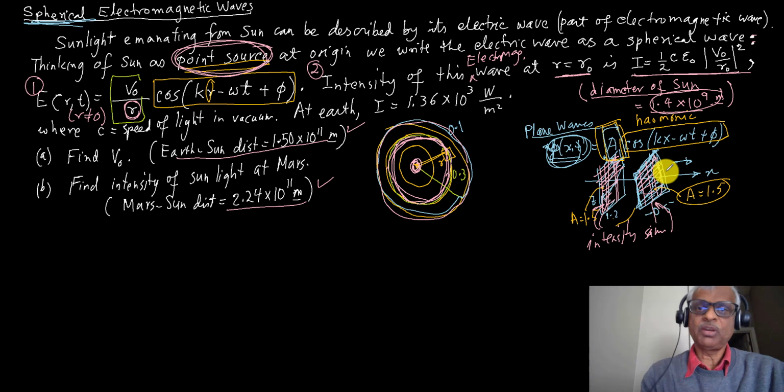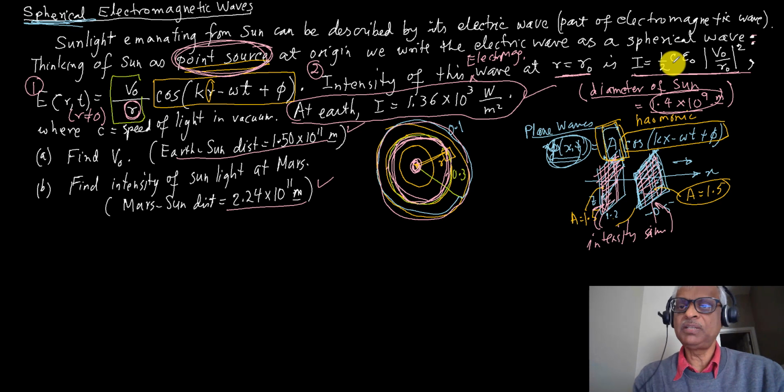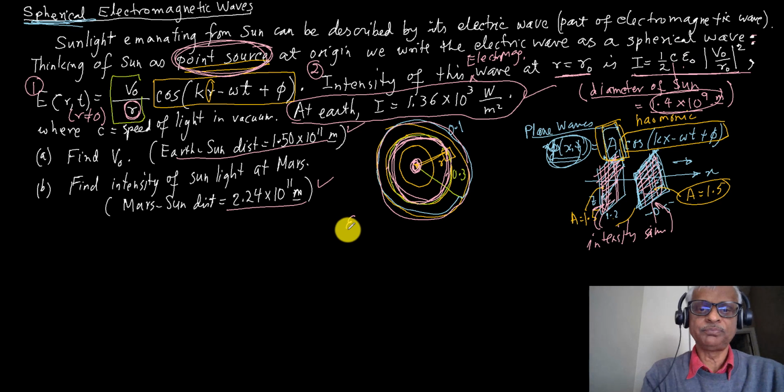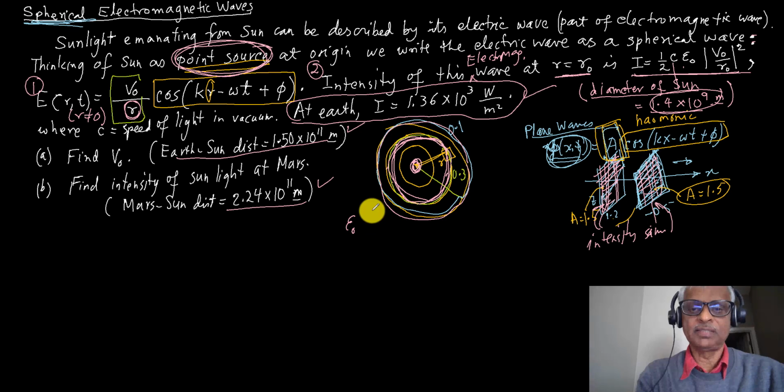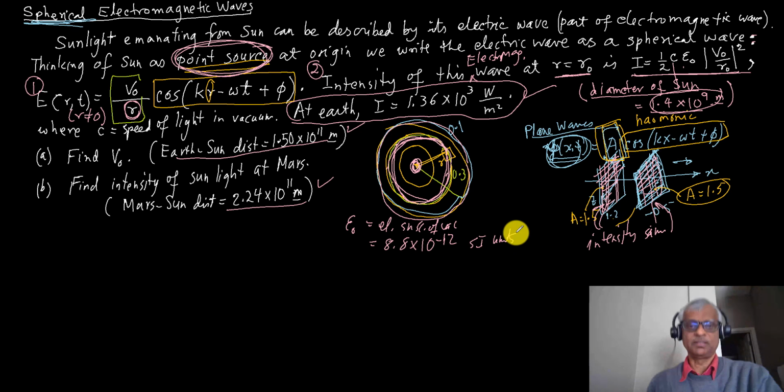All right, so the problem is, at Earth, the intensity of sunlight is this. That's given to us as a numerical value. The speed of light is c, and epsilon naught is the electric susceptibility of vacuum, which you can look up. I think it is 8.8 times 10 to the minus 12 in SI units. It's kind of complicated units over here.